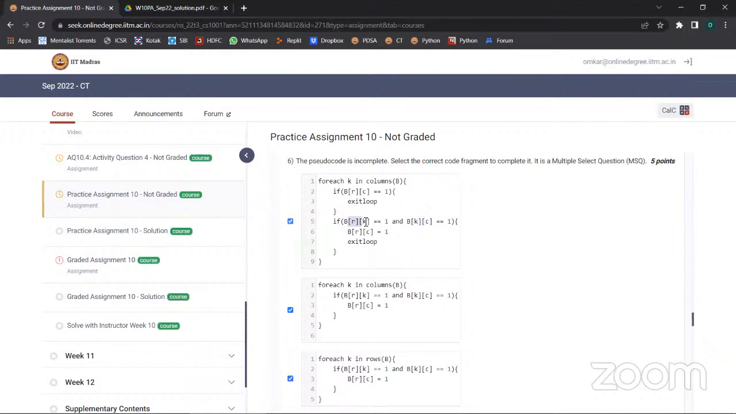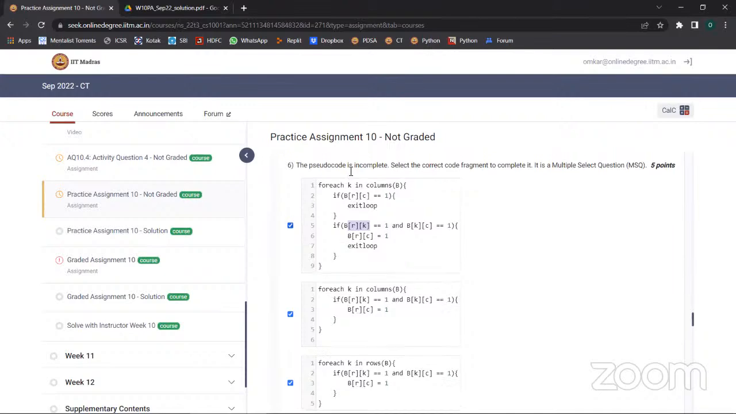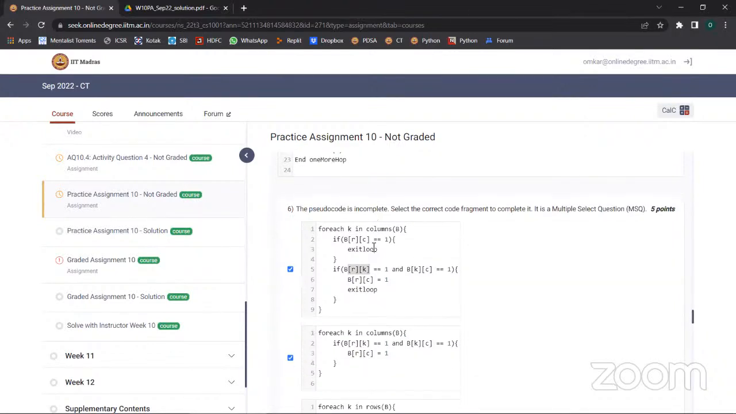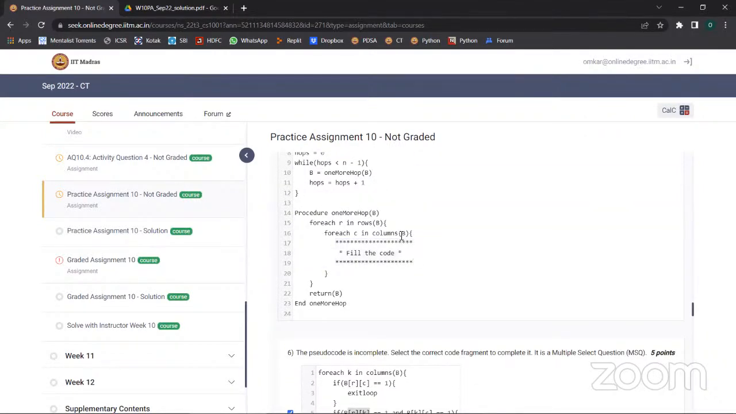But we are using the matrix after hops. If there is a path between R and K with hops, then it will become... We are doing it for 2 hops, but it doesn't matter whether there is a path there or not. We want to construct that path, right? This is a fill-in-the-code question, correct? Yes, sir. So whatever the value of B is at that point of time, we have to keep appending these new paths, correct? Yes, sir.